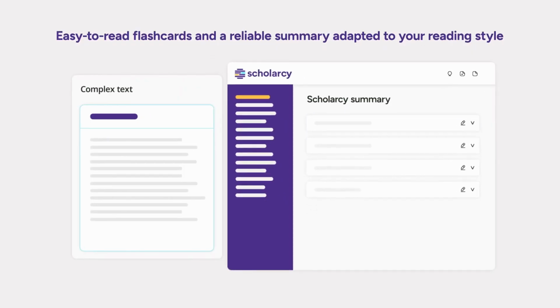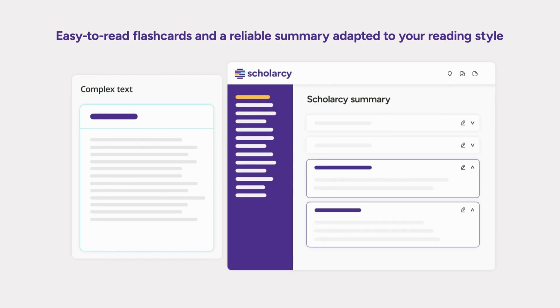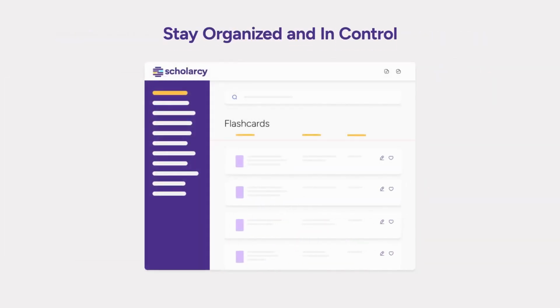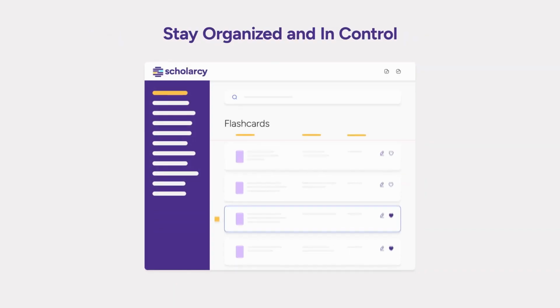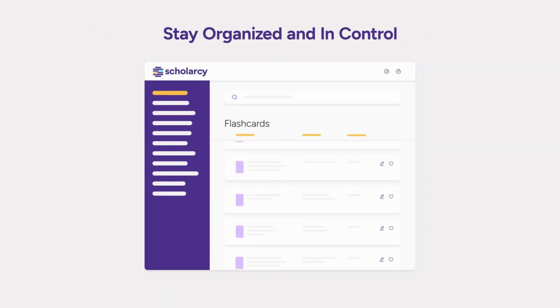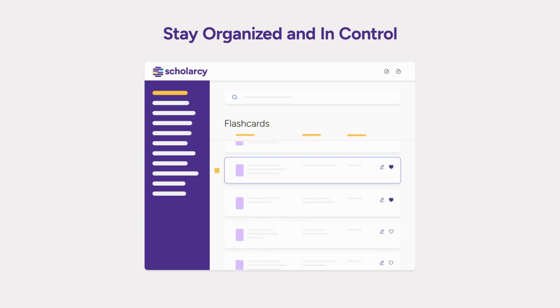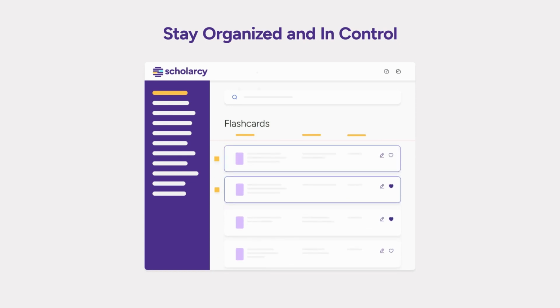Picture this. You're composing a methods section for a biomedical engineering paper. Instead of staring at a blank page, you prompt Scholarchy: Write a 300-word methods section on cell culture protocols for cardiomyocyte differentiation. In seconds, you have a coherent draft that you can tweak. That frees you up to focus on experimental design rather than wrestling with academic prose.